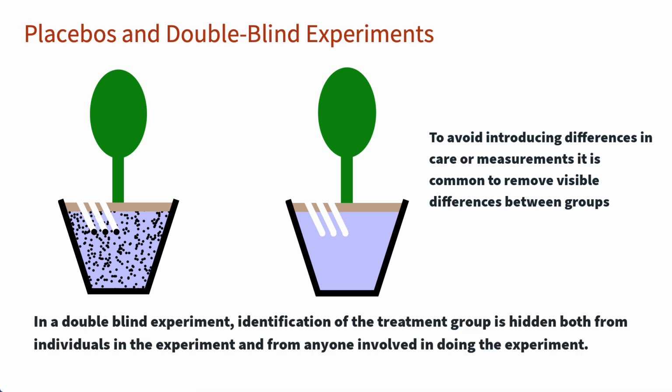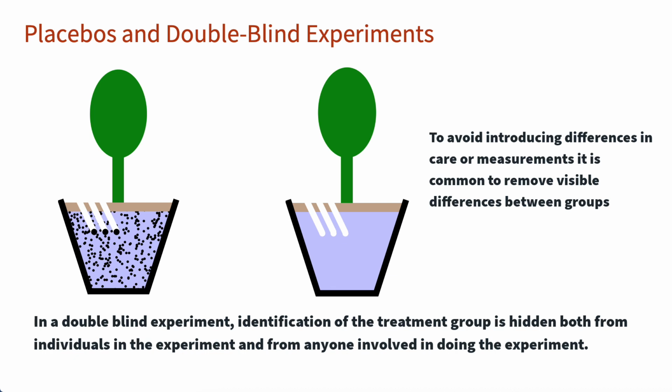A double-blind experiment is an experiment that includes both of these changes, using placebo treatments so that all groups are treated as similarly as possible, and concealing any distinction between the treatment group and the control group, such as by making treated and untreated plants indistinguishable to anyone who cares for the plants or who collects data.